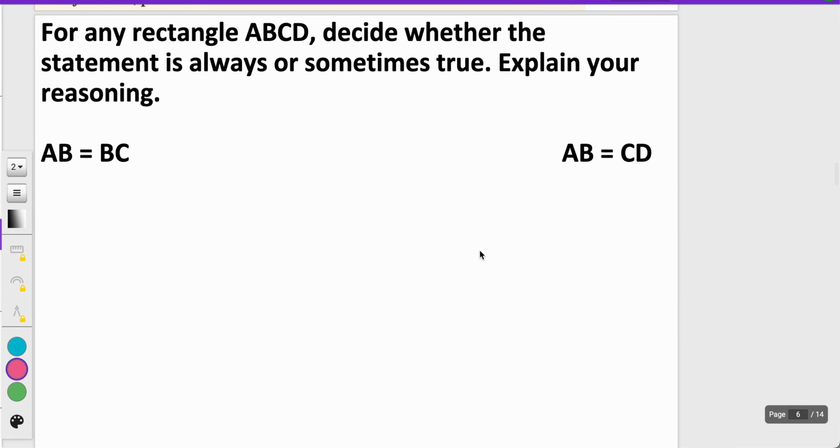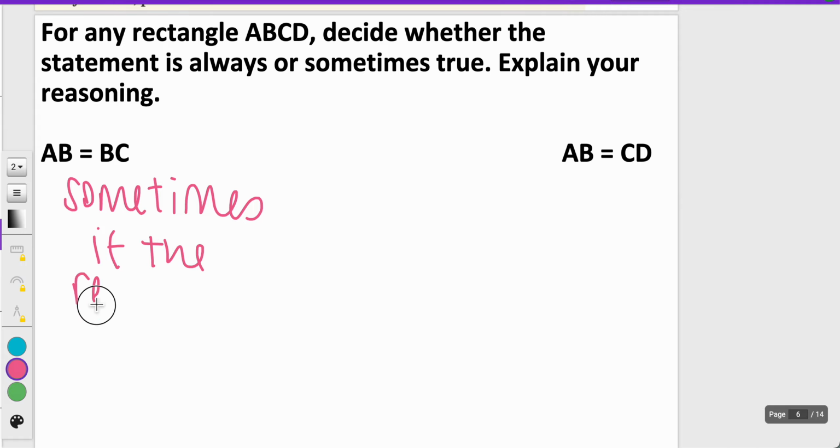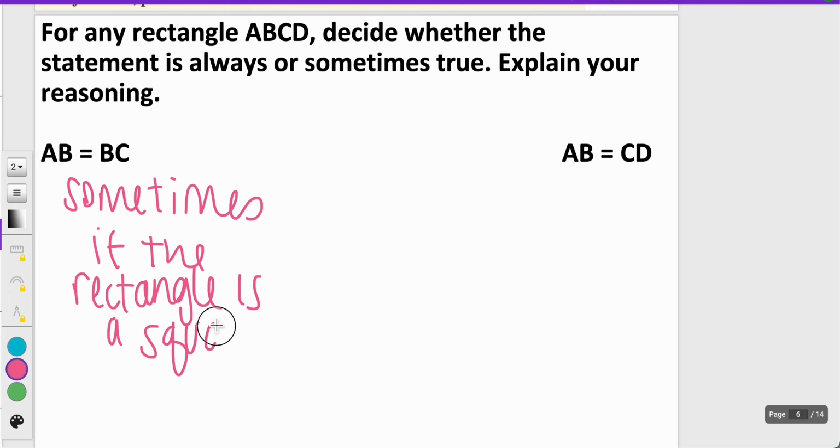So what we're going to do now is talk about a few always or sometimes true statements. For any rectangle ABCD, decide whether the statement is always or sometimes true and explain your reasoning. So AB has to be equal to BC. Sometimes this would be true if the rectangle is a square. Okay, so if it is a square, then it can have AB equaling BC, but sometimes rectangles can't be squares and they wouldn't match, so not always.